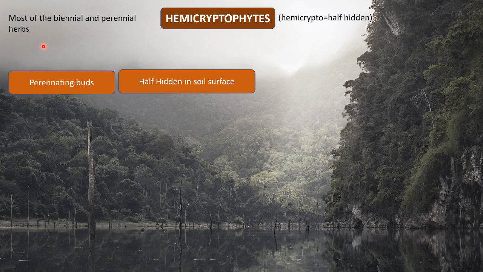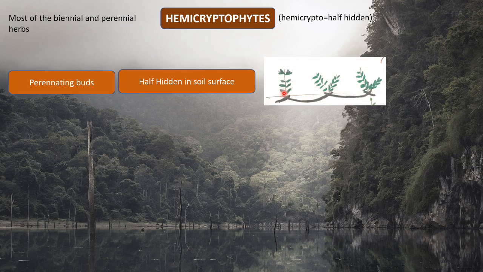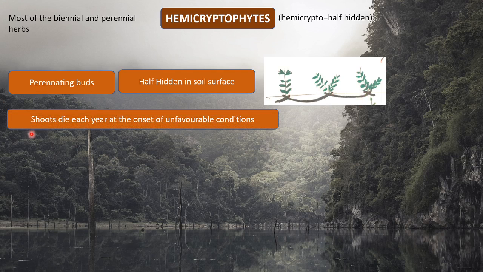So there are many biennials or perennials that can fall into this category. As you can see in this diagram, this black structure that you see are the buds. These are half hidden, half above the soil, half inside the soil. In such kind of plants, the shoots actually die each year at the onset of unfavorable conditions. As I told, this bifurcation is based on the position of buds in the unfavorable condition.